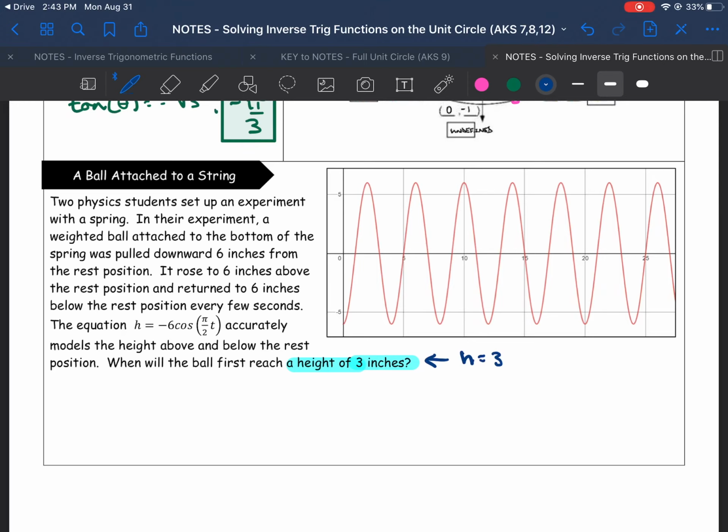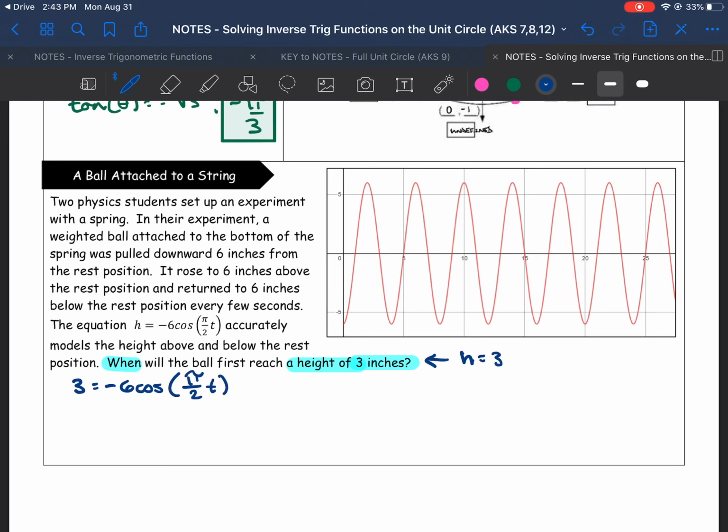Okay? H is going to be equal to 3. So I'm going to take my cosine function and replace h with 3. So I get 3 equals -6 cosine pi over 2t. And now we're going to work on trying to isolate for t, because that's what we're trying to find. We're trying to find a when. When is a time, so we're trying to isolate for time.